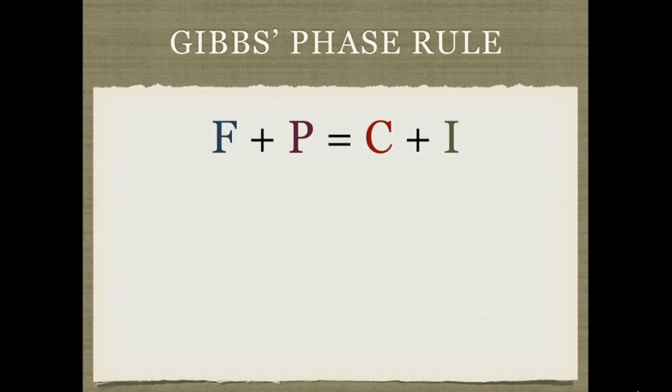This is Gibbs Phase Rule. It's a formula that says F plus P equals C plus I. So what on earth does that mean? Well, F is the number of degrees of freedom that you have, and P is the number of phases. On that last phase diagram we looked at, we had 3 phases, and we had 2, 1, or 0 degrees of freedom depending on where on the phase diagram we looked.